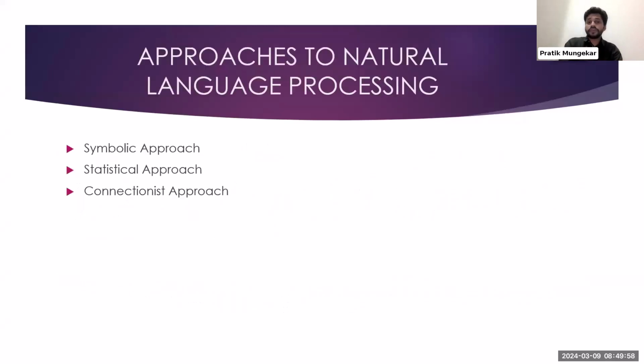Then comes approaches to natural language processing. Now, natural language processing approaches fall roughly into four categories: symbolic, statistical, connectionist, and hybrid. Symbolic and statistical approaches have coexisted since the early days of this field.